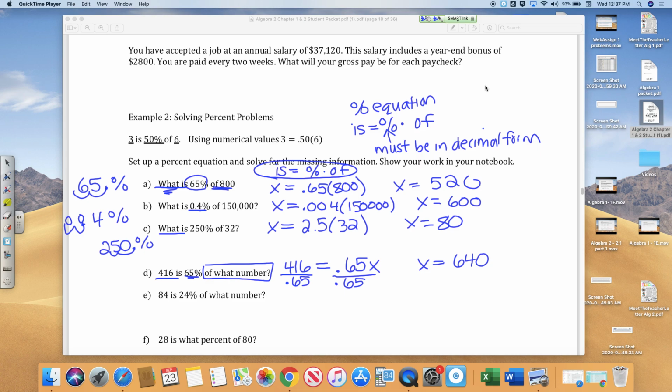Okay, let's go over E. 84 is, so 84 will go here. 24% in decimal form is 0.24. Of what number is what we're trying to find. So here's what your equation should look like. To solve, we divide both sides by 0.24. And 84 divided by 0.24 is 350.